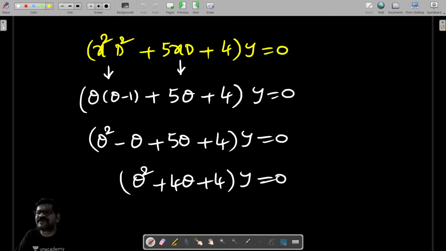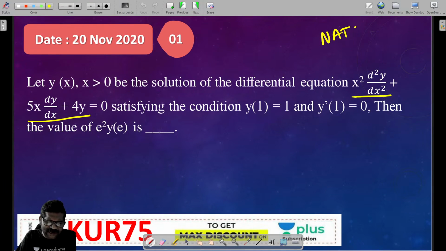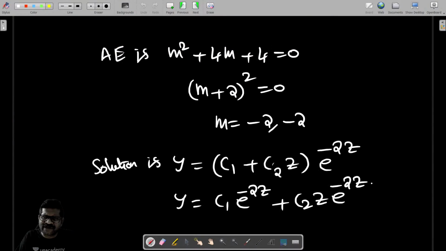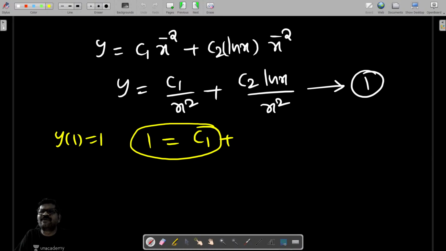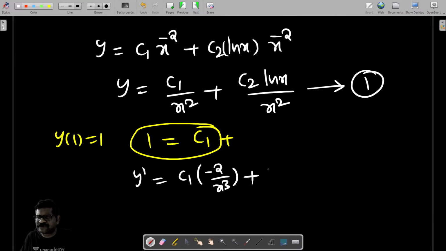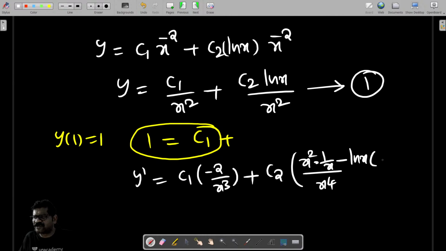Another boundary condition: y dash of 1 equal to 0. If I differentiate y, I will get y dash equal to C1 into minus 2 by x cube plus C2 into, for log x by x square, the denominator is x power 4, x square into 1 by x minus log x into 2x.